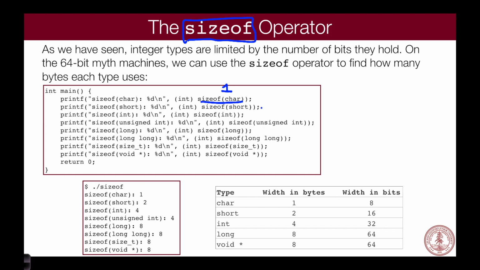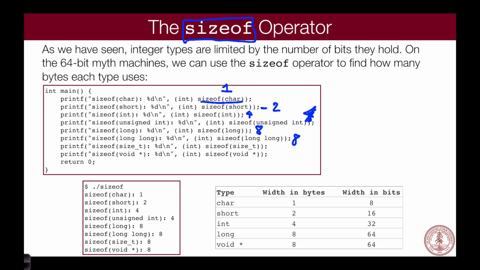If we do sizeof short, shorts in C are, on the myth machines anyway, 2 bytes. Sizeof int, 4 bytes. Sizeof unsigned int, also 4 bytes, because unsigned ints and ints are both the same width. Sizeof long turns out to be 8 bytes long. Sizeof a long, I believe that's also 8, as it turns out, on our machines.